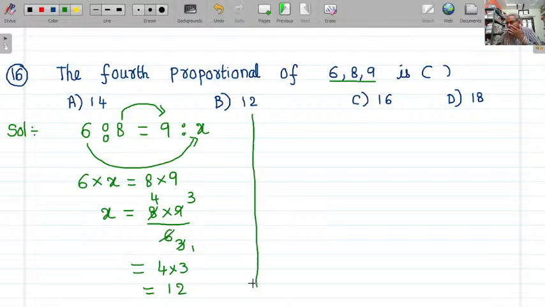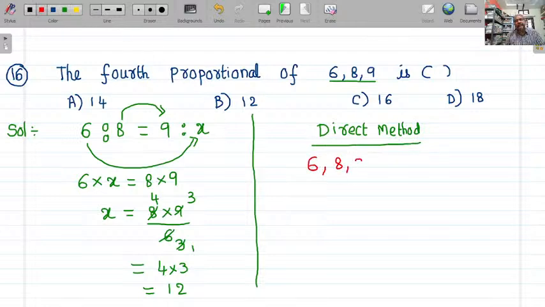So how to do the direct method? Direct method means without paper and pen. Let us do it using the direct method also. What does the direct method mean, my dear students? Write down 6, 8, 9. First take 8, 9 here. So x, the fourth proportional, is 8 into 9 upon this 6. After simplification, this is 72 upon 6, so it is 12, obviously 12. So the answer is 12.